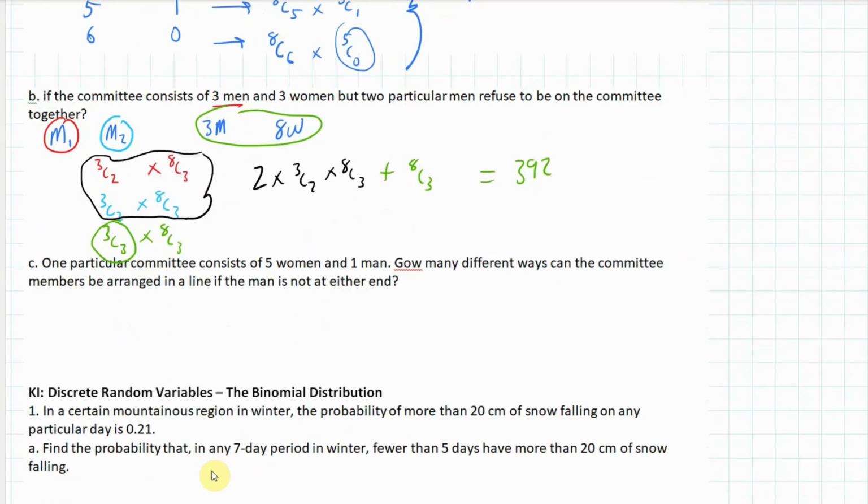One particular committee consists of 5 women and 1 man.